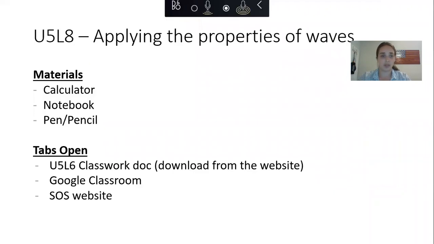The materials that you should have out are your calculator, your notebook, and a pen or a pencil. I have put a link for a calculator on the SOS website if you need access to something, if you left your calculator at school. And again, as a reminder, those are the only tabs that you should have opened.